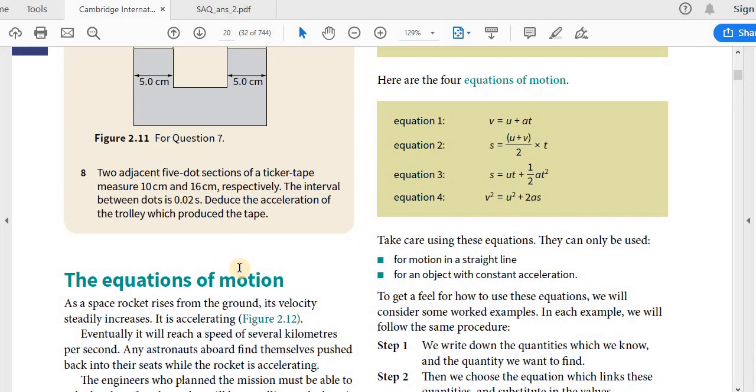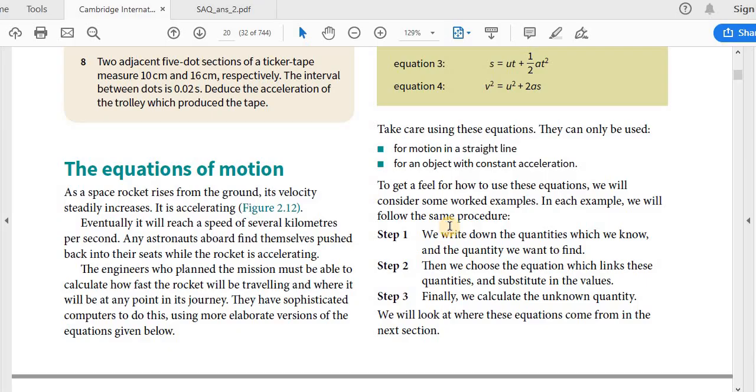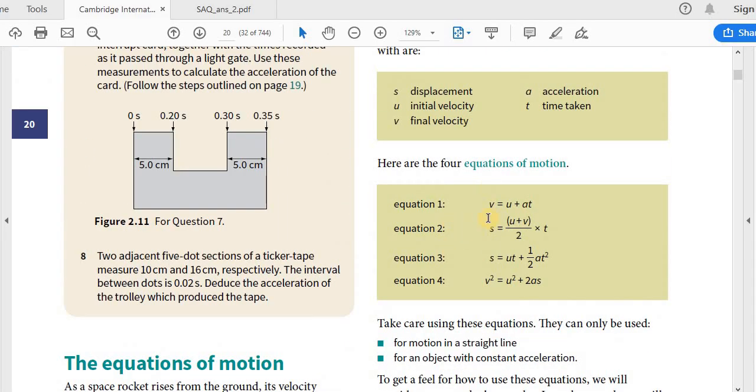Then we have the equations of motion. These are also called the SUVAT equations, also called the equations of motion with constant acceleration. We are using the symbols over here. S is the displacement, U is the initial velocity, V is the final velocity, A is the acceleration, T is the time. And you have to know all these equations. You should be able to use them. The meanings of the quantities or symbols are also given here.